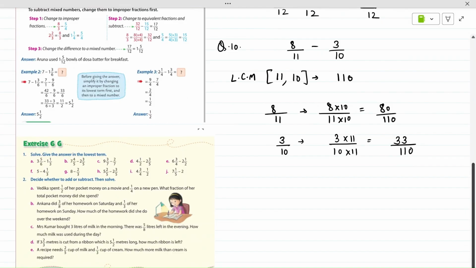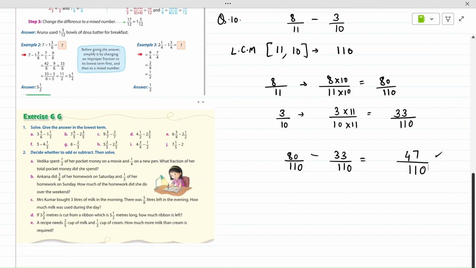So we have changed the fractions and now subtract them. 80 by 110 minus 33 by 110. So let's subtract. 10 minus 3 will give us 7. 7 minus 3 will give us 4. This is 47 by 110, which is a proper fraction and our answer. Okay. So kids, this is how we have to pick these questions.